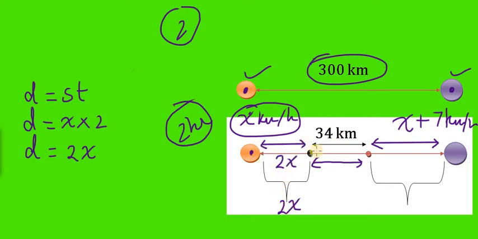Okay, so this distance between those two motorcyclists is 34 kilometers, and the distance covered by this motorcyclist is 2x kilometers.